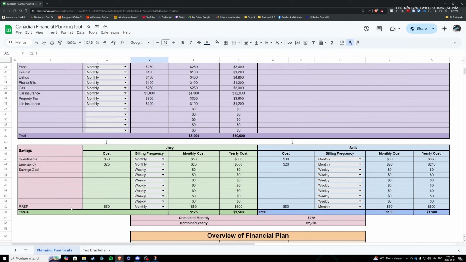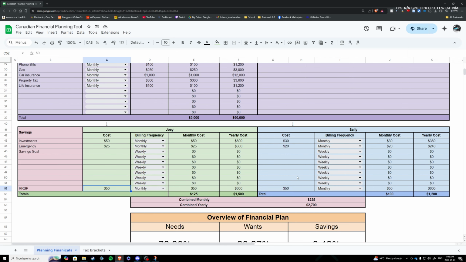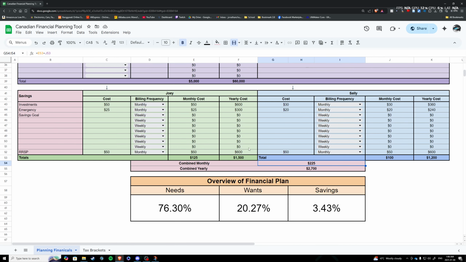And then you can see that both of these people, Joey and Sally, are contributing $50 a month to the RRSP. And again, we can see the combined, that's $225 monthly, and yearly that's $2,700. That's going towards our savings. And then down below you can see the breakdown of how the expenses and savings and wants are distributed.